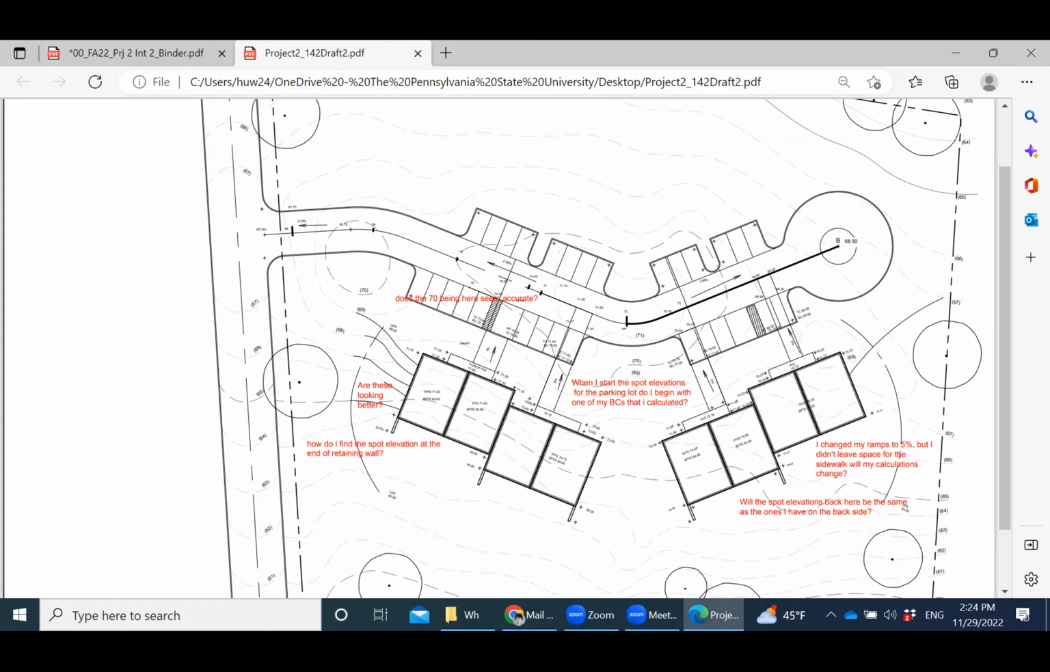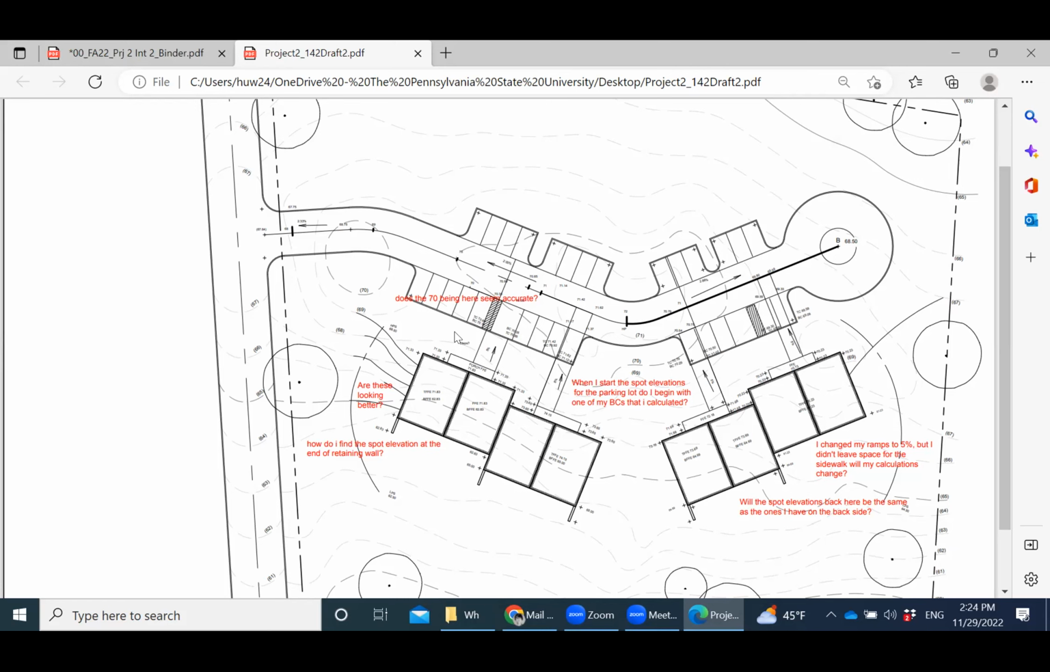$70, which one is 70? Oh, you mean the tick mark here? Okay. When I start the spot elevation for the parking, do I begin with one of the BCs? Yes, you definitely, when you calculate the spots, you calculate BC and then you do the 0.5 addition all together. This looking better.